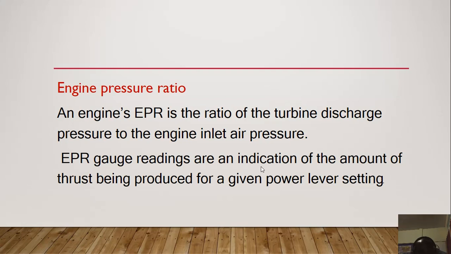An engine's EPR is the ratio of turbine discharge pressure, TDP, to the engine inlet air pressure, EIAP. EPR gauge readings are an indication of the amount of thrust being produced for a given power lever setting.